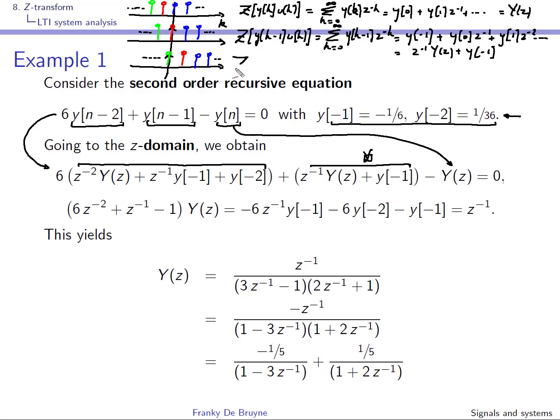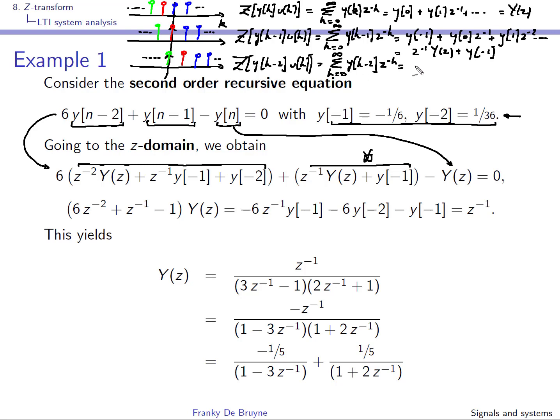So let us now do the z transform of the signal shifted by 2. It's again a one-sided z transform, except that now we have to work with the signal shifted by 2.